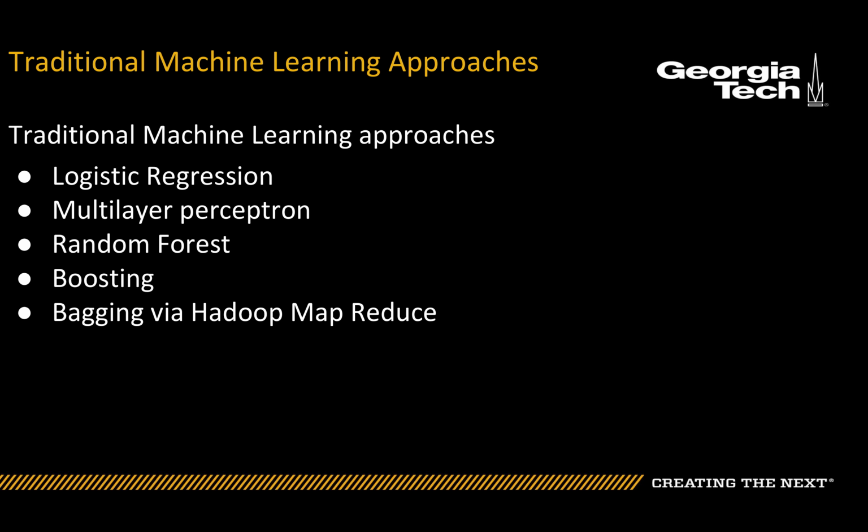So these five are the traditional machine learning approaches we use. Logistic regression is a probabilistic model, and we wanted to see how it would perform on sleep data. We used multi-layer perceptron. We used random forest, which consists of multiple decision trees, and we thought this would perform the best. We used boosting, which combines multiple weak models together, and we used bagging with random forest and boosting together as a base classifier, and then created bags of data and performed bagging.